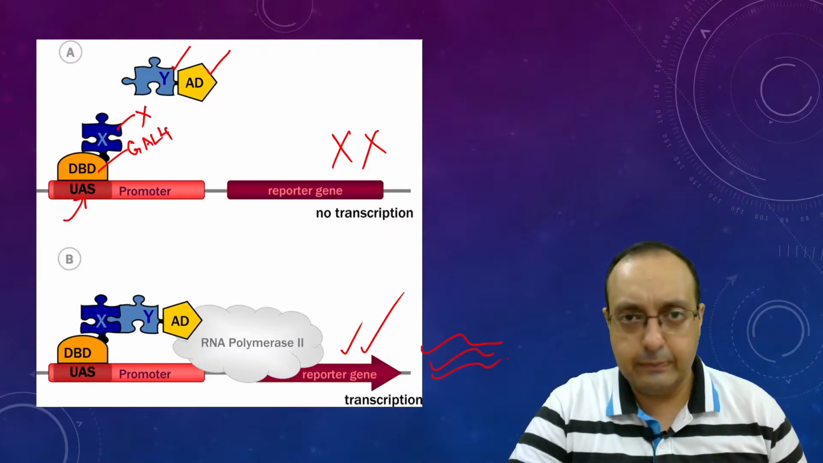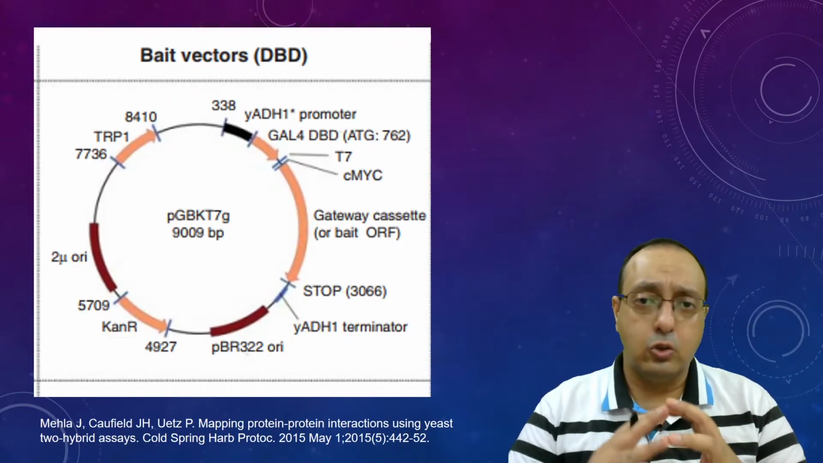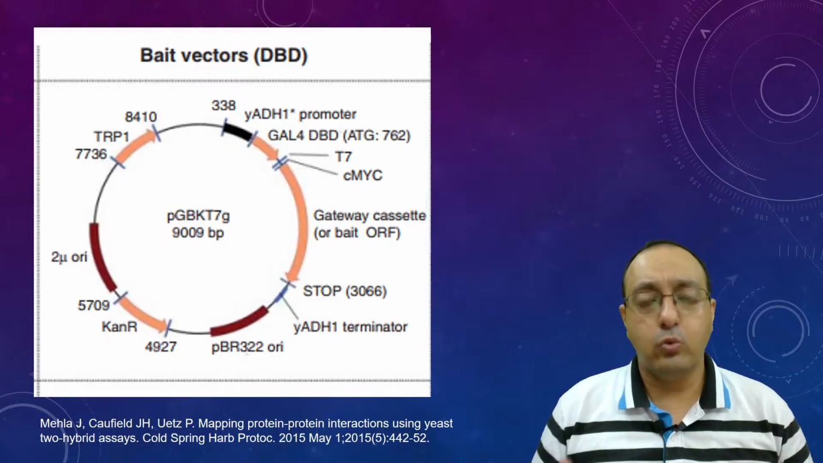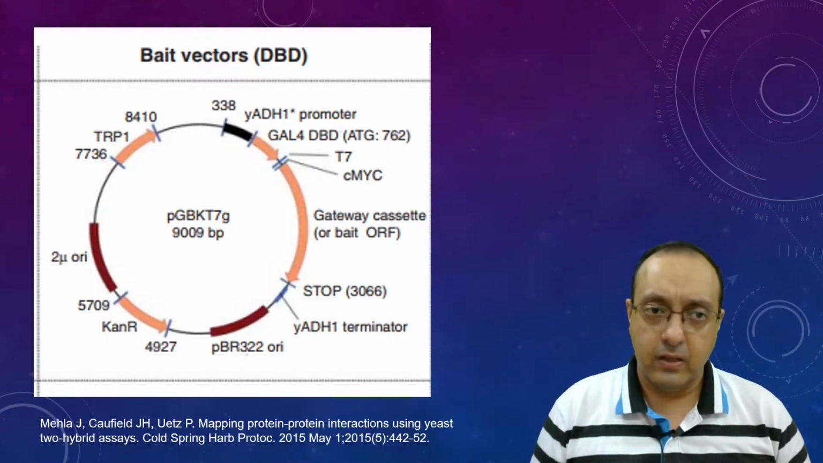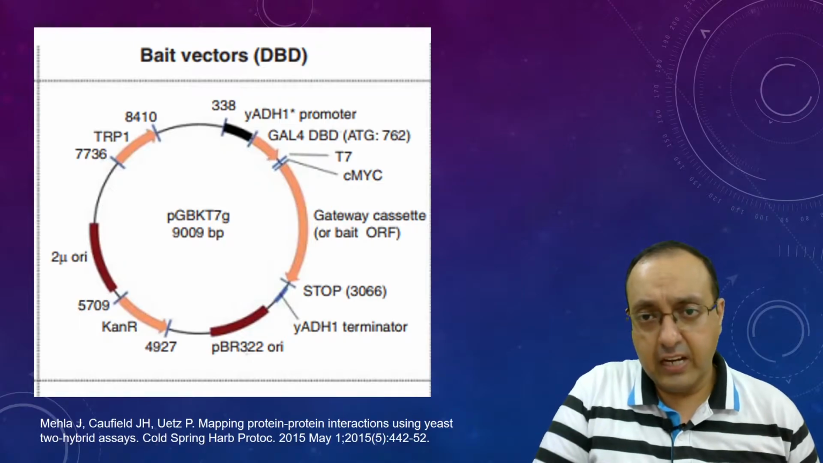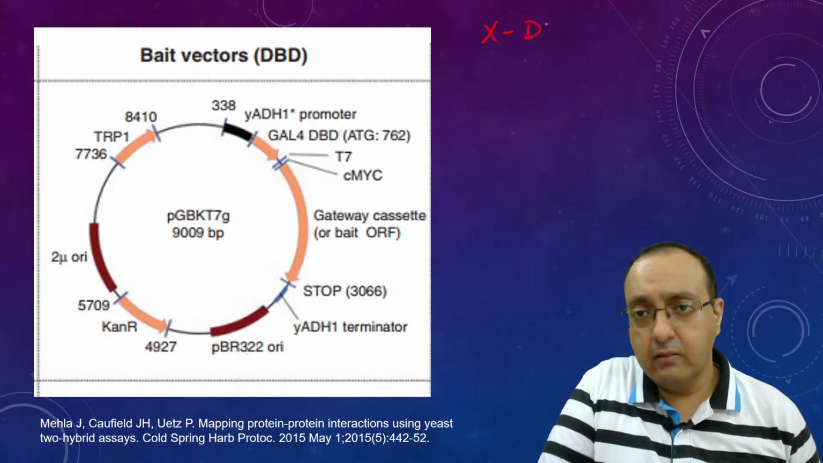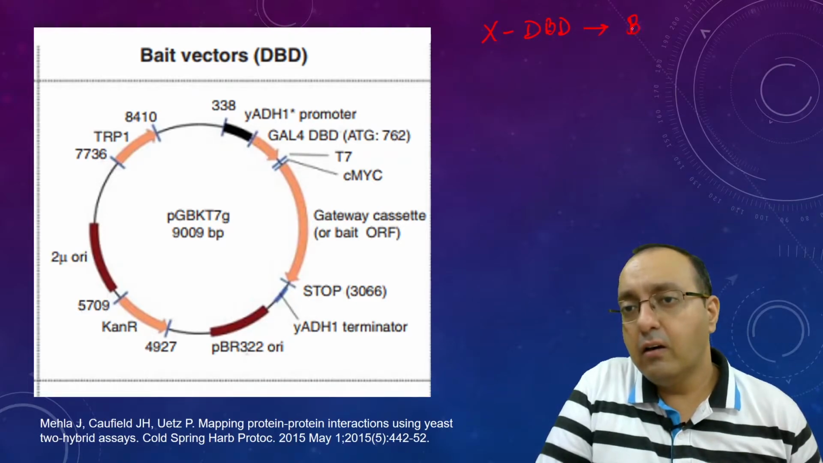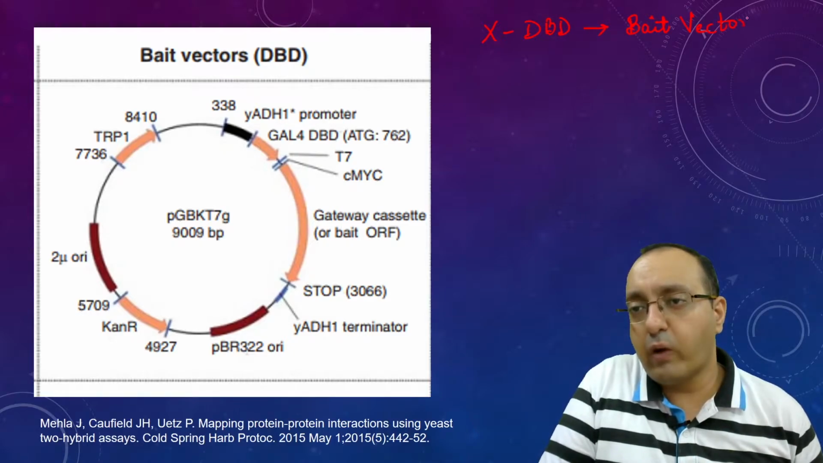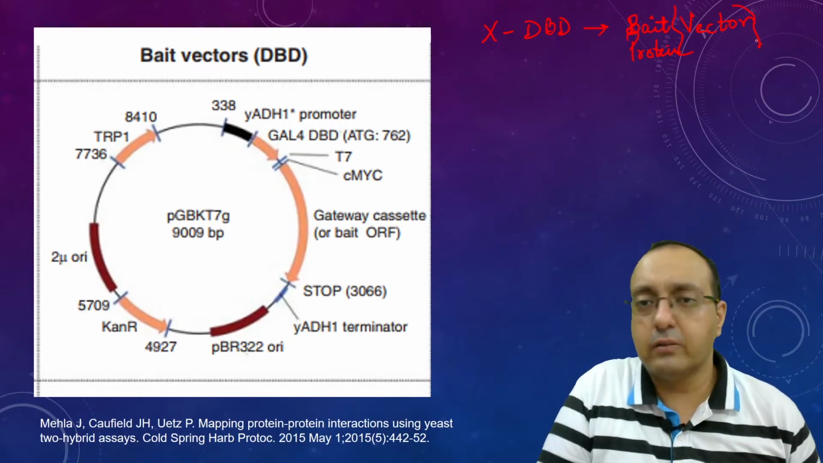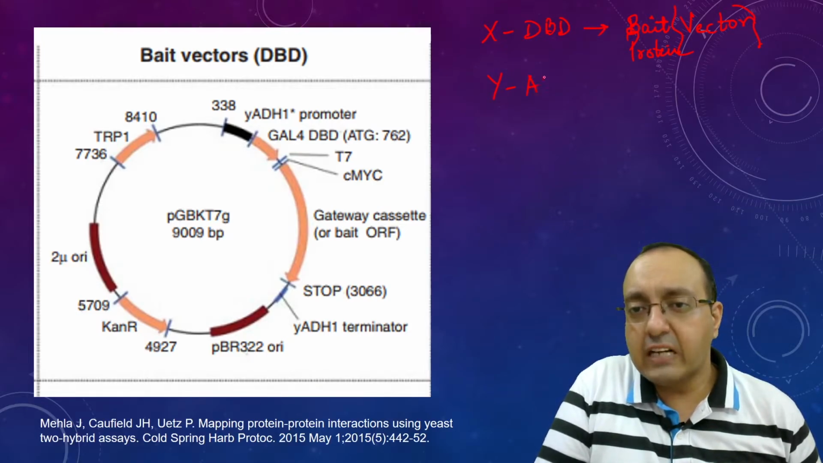So that was the basic idea. What you do is you take two vectors, two plasmids, and you transfect them into yeast cells. The X protein, which has the DNA binding domain, is called the bait protein, and it is cloned in the bait vector. So, bait protein in bait vector. Y protein with the activation domain is called the prey protein, and we have the prey vector.